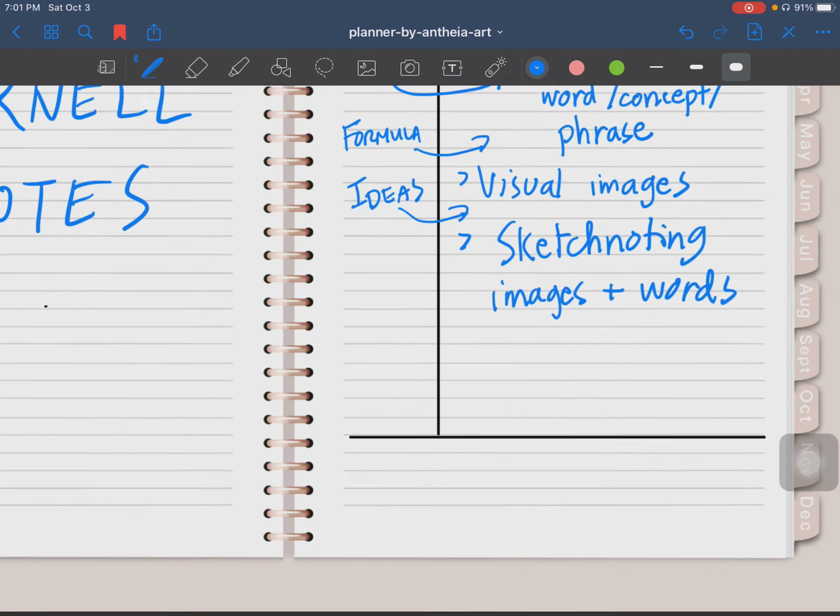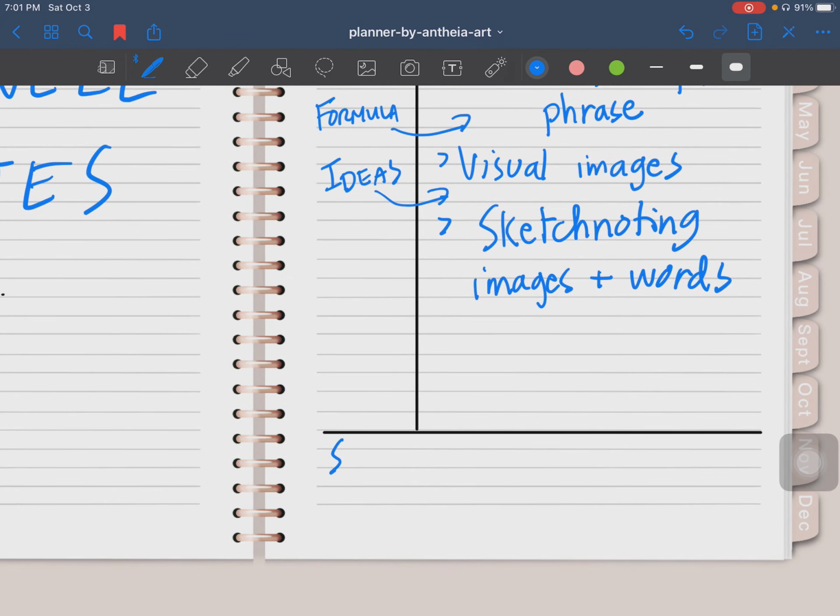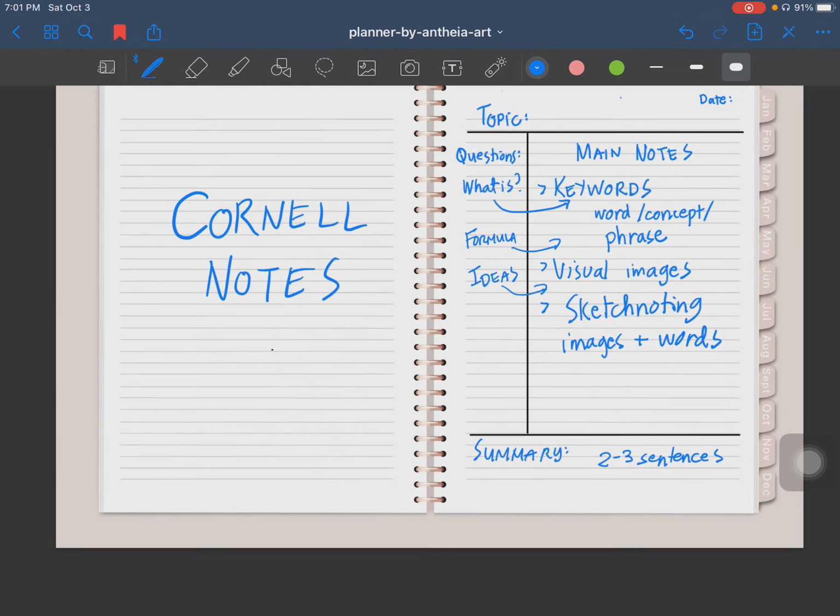Now on the bottom part, we have what we call the summary. We can have 2 to 3 sentences here to summarize what you have learned in the particular lesson.